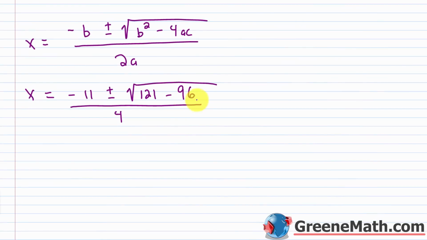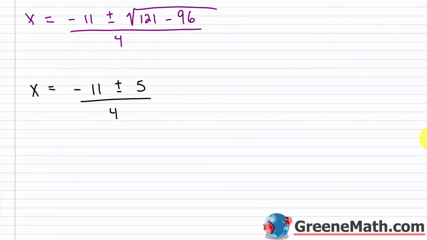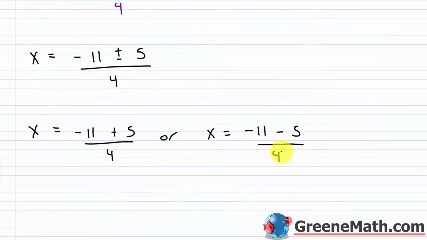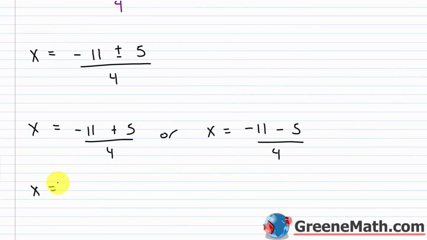All right, so inside the square root symbol, 121 minus 96 is 25. The square root of 25 is 5. So I would have x is equal to negative 11 plus or minus 5 over 4. So we know this is going to be two different scenarios. We basically have x is equal to negative 11 plus 5 over 4, or x is equal to negative 11 minus 5 over 4.